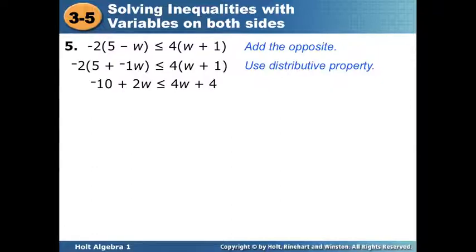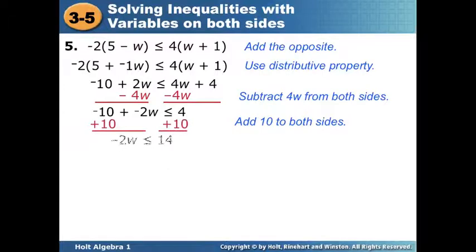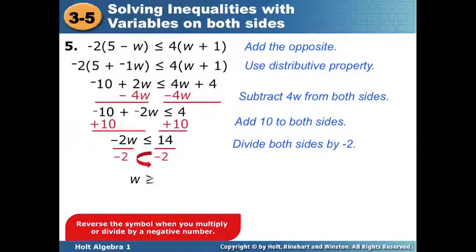Here we're now ready to move our variables to the same side. Subtract 4w. So we have negative 10 plus a negative 2w, or just minus 2w, is less than or equal to 4. We'll need to solve by adding 10 to both sides. We have negative 2w is less than or equal to 14. Here we divide by negative 2, and that does mean we need to flip the direction of the inequality symbol. So our solution is w is greater than or equal to negative 7.